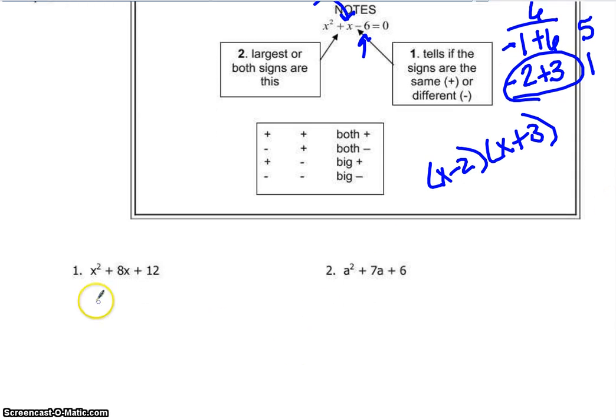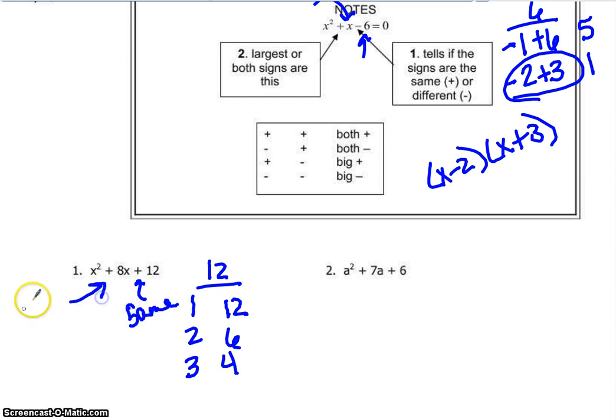Okay, so looking at number 1. You start by finding the factors of the number at the end. Actually, you start by saying, do they all have anything in common? There's nothing in front of the x squared, so no. Find the factors of the number at the end, which is 12. 1 and 12, 2 and 6, 3 and 4. As soon as you get to numbers that touch each other, you know you found them all. All right, look at the second sign first. It's a plus, so that tells me that they are the same.